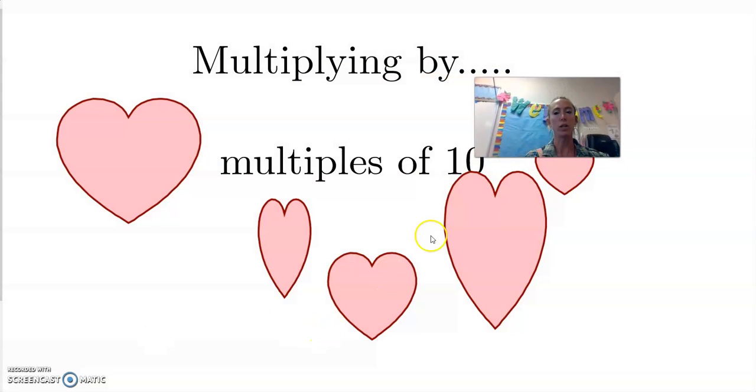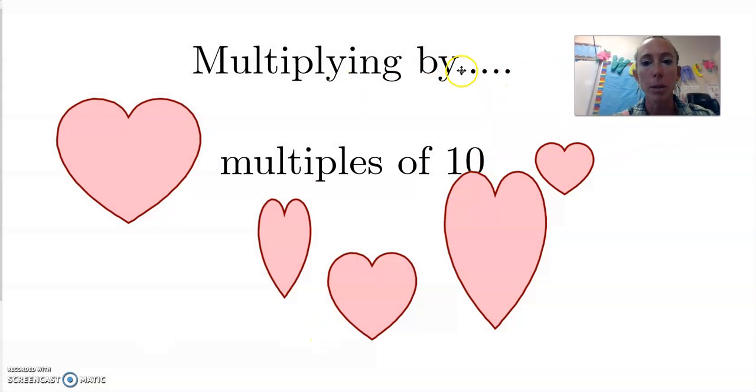All right, everyone, here we go. We're going to do one of the multiplication things that I absolutely love. And let me show you what it is. So the focus today is multiplying by multiples of 10.